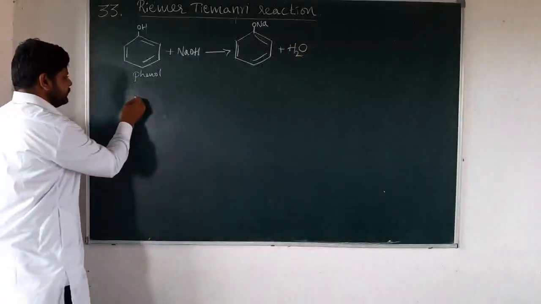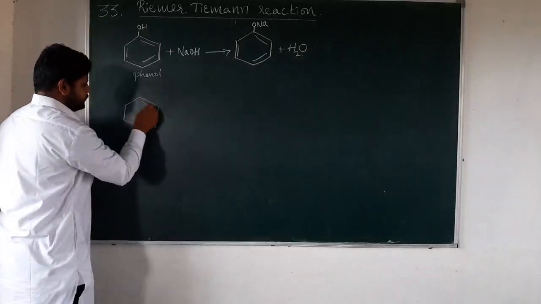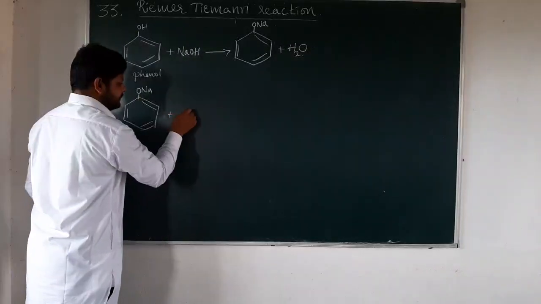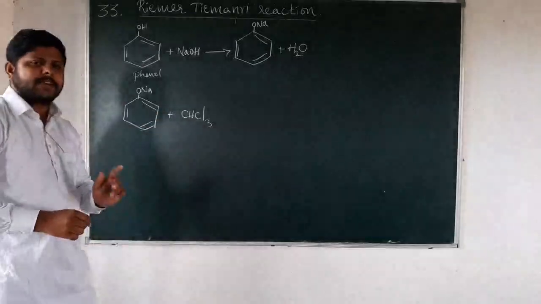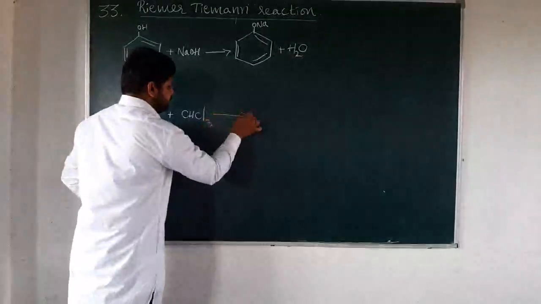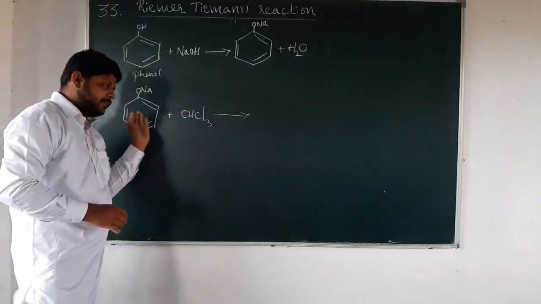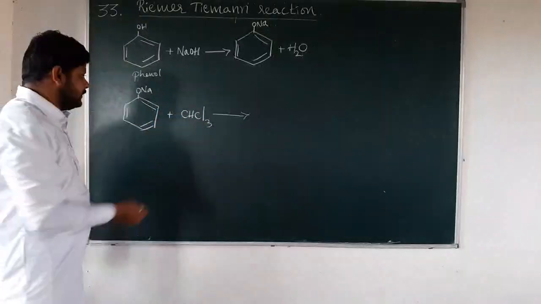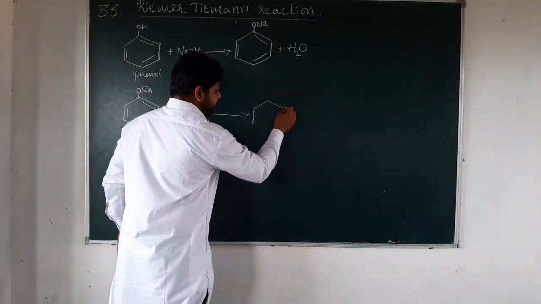Sodium phenate is formed. Now we will take sodium phenate, ONa. The sodium phenate is treated with CHCl3, trichloromethane. It is also called chloroform. This is required in this reaction. Reimer-Tiemann reaction means phenol with chloroform, trichloromethane. When this is treated, it will be bonded at the second position of this sodium phenate.